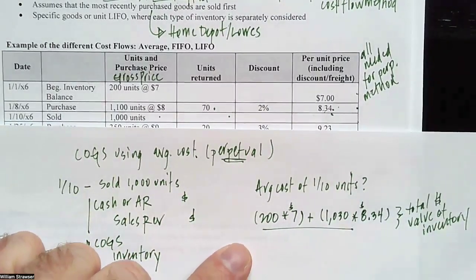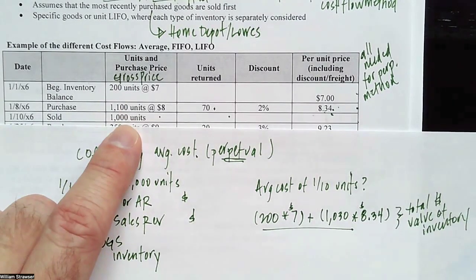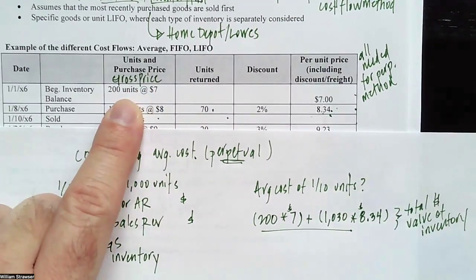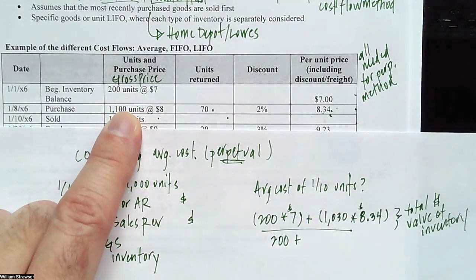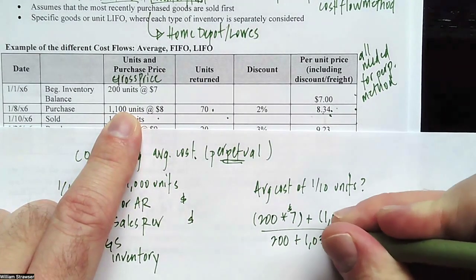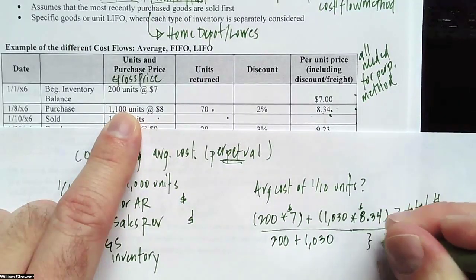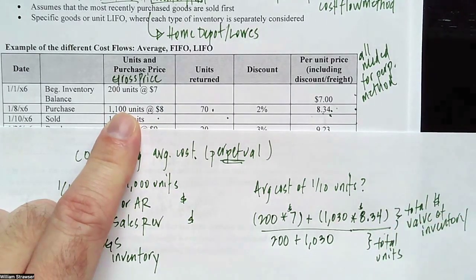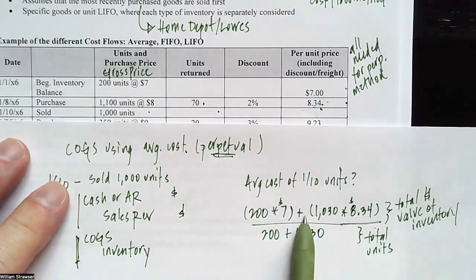And I'm going to divide that by the number of units that I have at January 10th. Well, I had 200. None of these were returned. This is just what I began with. So we're going to take those 200 units, and we also have 1,030 units that we did not return from the purchase we made on January 8th. And so this is the denominator, just the total units in my inventory at January 10th. And then we just need to keep doing these calculations.